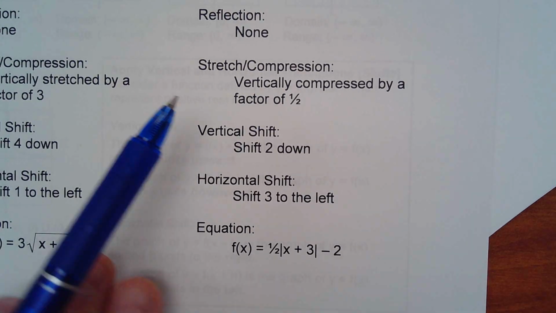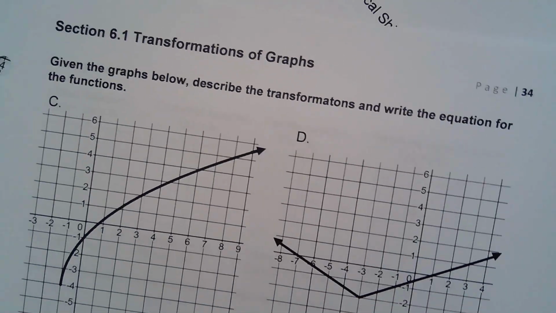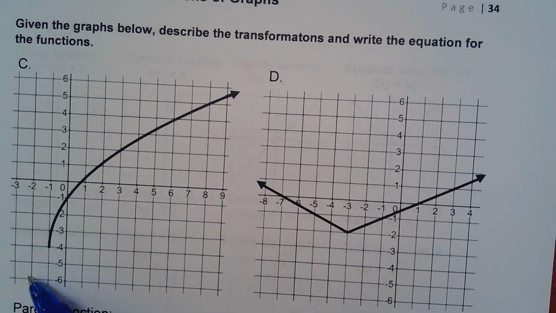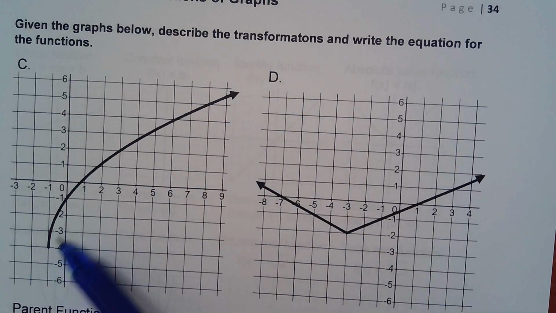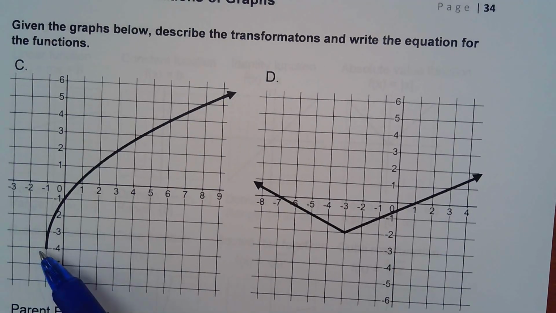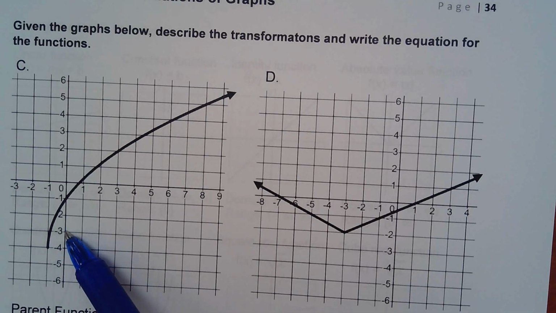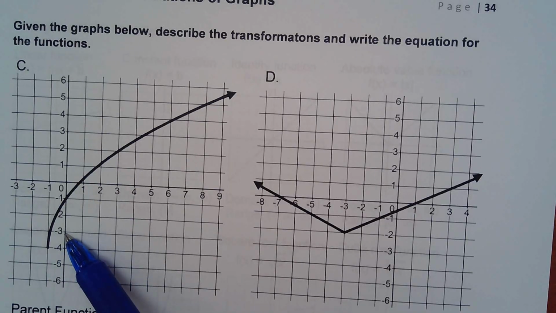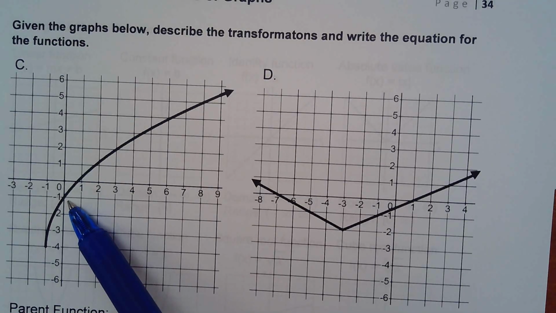Let's look at page 34. Kind of the same thing. Here we've got what looks like our square root function. It's still facing the correct direction. It's not been reflected. However, it's certainly been stretched, because if I look at my parent function, I go from here to here. Well, now I'm going from here to here. So instead of going up 1 unit, I'm going up 3. So it's been stretched by a factor of 3.